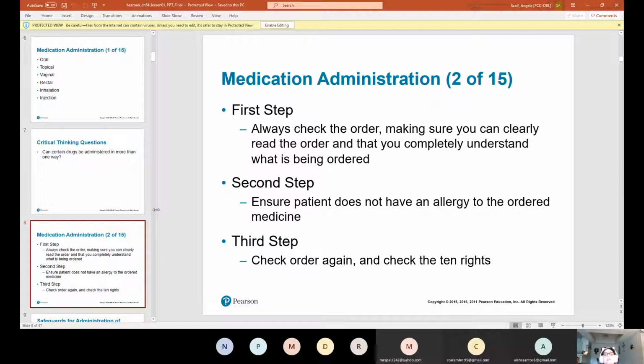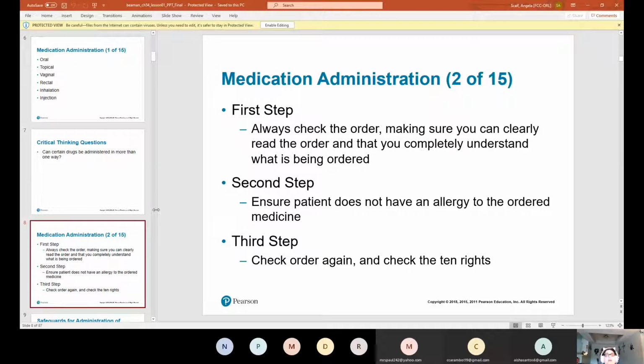And if you're not comfortable doing something, and this goes with the whole medication thing, if you do not feel comfortable for whatever reason, never be afraid to say, I don't feel comfortable. Can I get assistance? It doesn't make you look bad, okay? So this is saying here, first step, make sure everything's in order. Make sure the order that you've been given from the doctor, that you completely understand it.